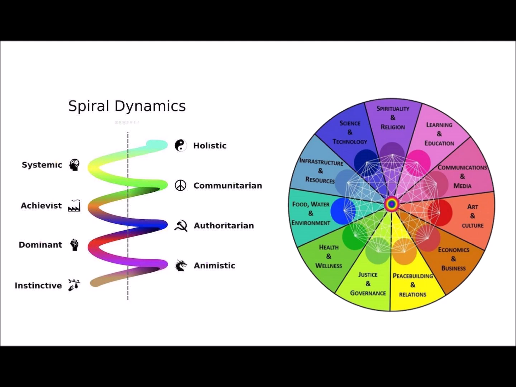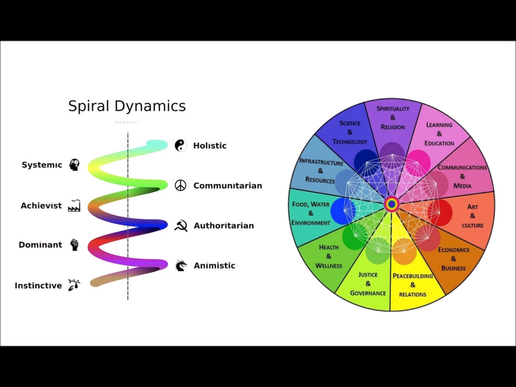Well, the co-creation wheel builds on the insights of spiral dynamics by providing a practical framework for taking action. It's like a blueprint for creating a healthy planetary civilization. That sounds incredibly ambitious. How does it break down this massive goal into something manageable?